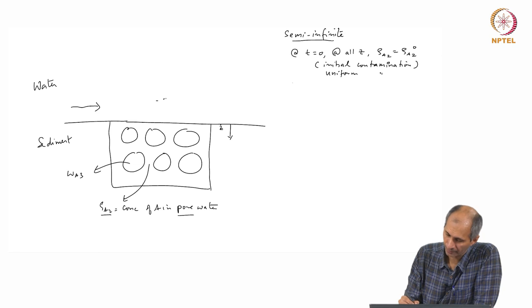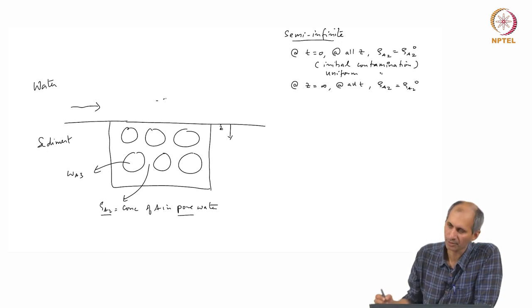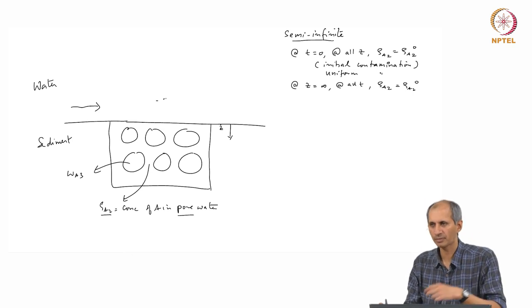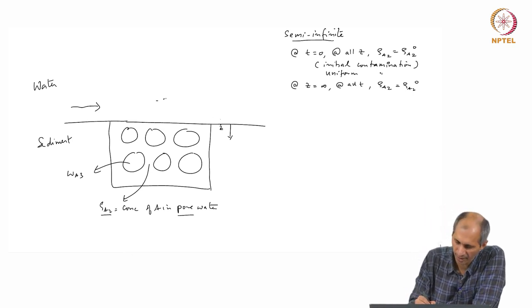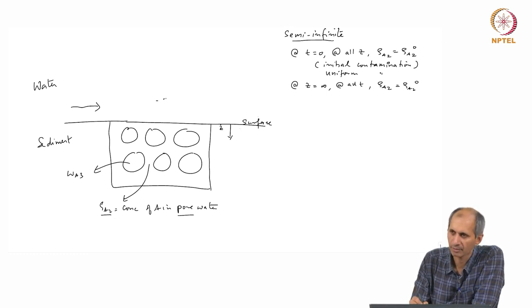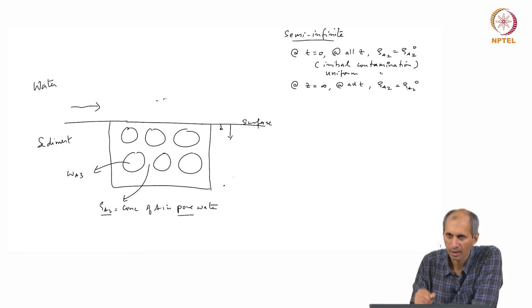this is okay. Then we also have at z equals infinity and all time, rho A2 equals rho A2 0. What this means is that very far away from the surface, nothing is happening. The surface is where all the activity, the main bulk of the mass transfer, is happening.